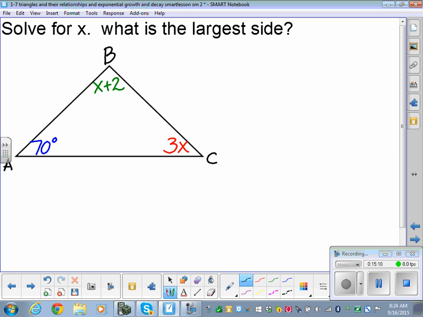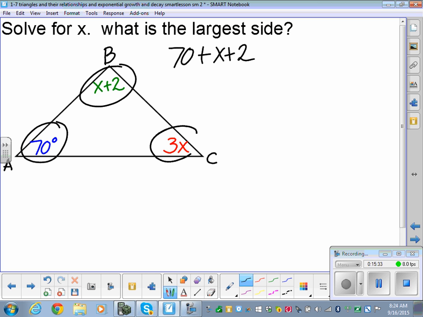What do we know about the angles of a triangle? They add up to be 180. Very good, Justin. So a true statement would be to say that angle plus that angle plus that angle equal 180. Write your true statement. So 70 plus x plus 2, that angle plus that angle plus that angle, so then plus 3x is equal to 180 degrees. There's our true statement.